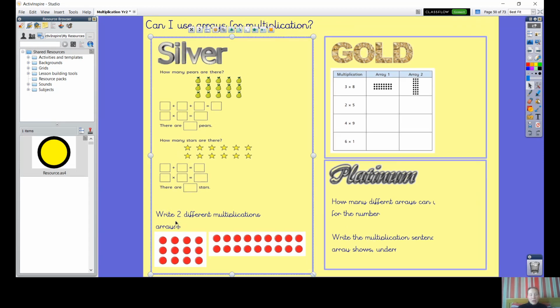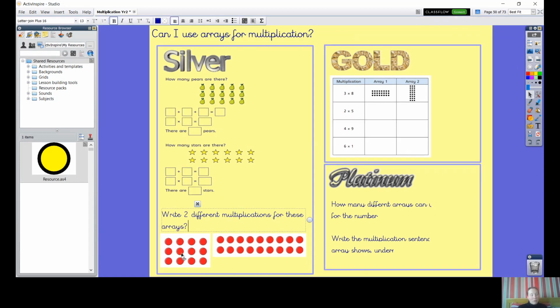Now for this one down here, I've got an array. But can you think of 2 different multiplications you could do? And don't forget, multiplication is something times something, so many equal groups of something equal this. Could you write 2 for this one and 2 for that one?